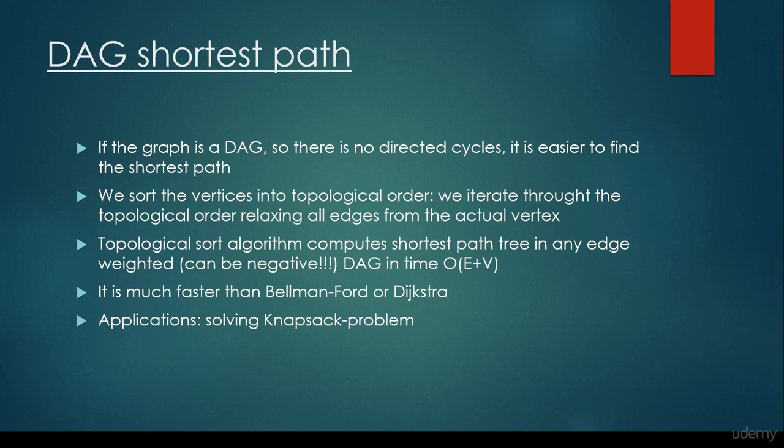So whenever we have a directed acyclic graph with directed edges and without any cycles, it is definitely worth using the DAG shortest path algorithm. An application is, for example, solving the knapsack problem, or lots of problems can be transformed into a directed acyclic graph where we have to find the shortest path. And in these situations, we can use the DAG shortest path algorithm.